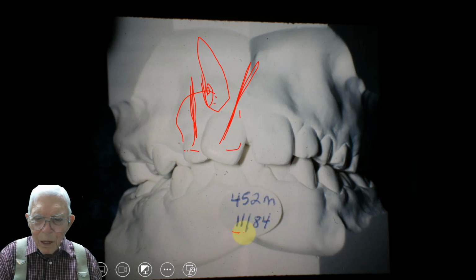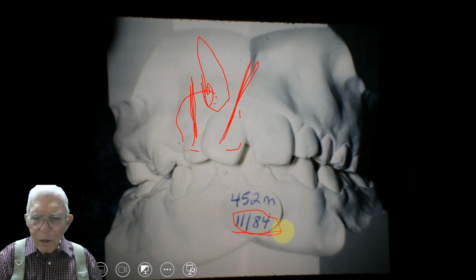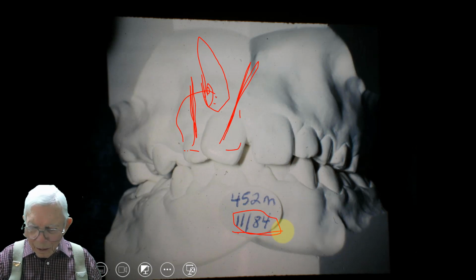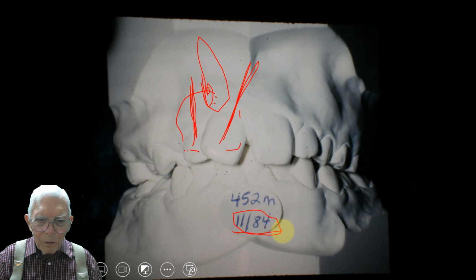And this is 1984 when we started this case. So let's get on here, and I'll try to show it as fast as I can. And I want people to learn how to do this type of orthodontics.